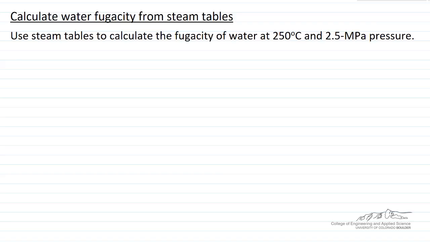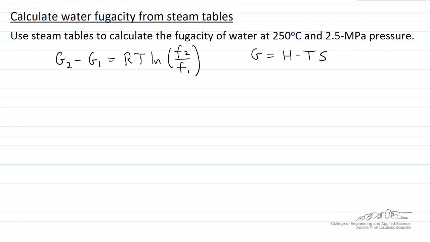Here we're going to calculate the fugacity of water at 250 degrees C and 2.5 megapascals using data from the steam tables. To do that, we're going to make use of the equation that relates the Gibbs free energy at two conditions to the fugacity at those same conditions, 1 and 2. And the Gibbs free energy in each case is H minus TS.